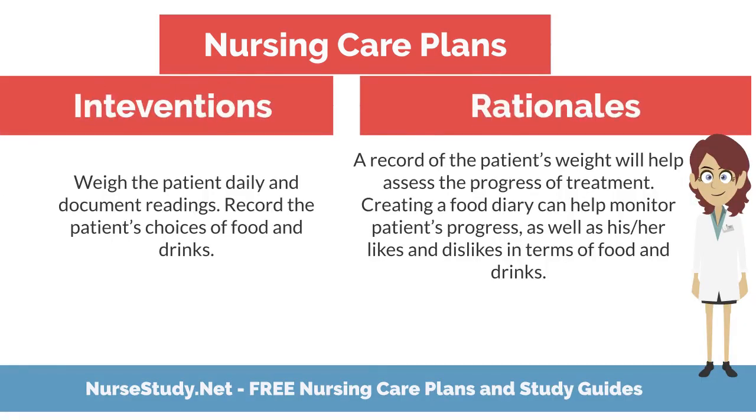Intervention. Weigh the patient daily and document readings. Record the patient's food, choices, and drinks. Rationale. A record of the patient's weight will help assess the progress of the treatment. Creating a food diary can help monitor patient's progress as well as his or her likes and dislikes in terms of food and drink.